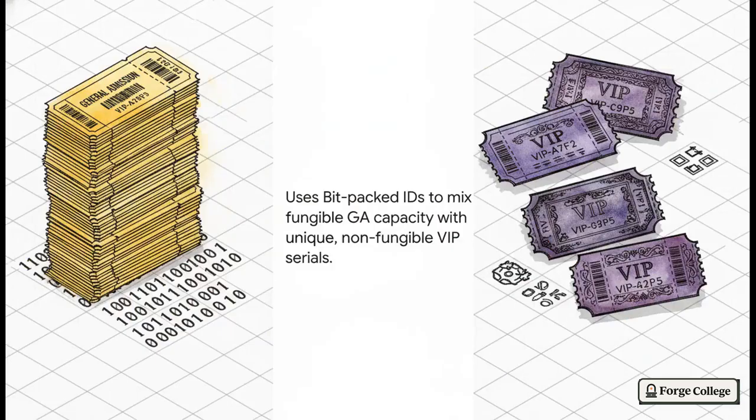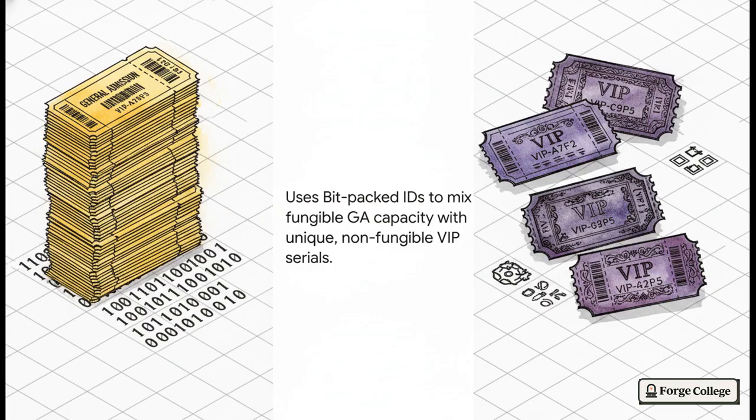Now, what's really interesting is the event ticket blueprint. Tickets are a total nightmare of mixed fungibility. Think about it. You have general admission tickets, which are basically just fungible capacity. Any GA ticket is as good as another. But then you have VIP front row tickets, which are highly unique, non-fungible serials.